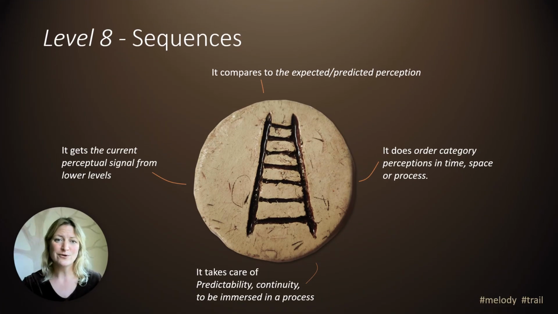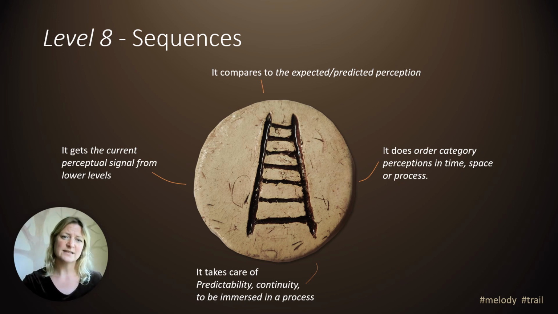Level 8 orders combinations of underlying perceptions into sequences, a predetermined order in time, place, or process. For example, a melody is a sequence of separate tones. Dun, dun, dun. These are events in an order. So following a clear trail is sequence control. And this level takes care of making your perception predictable.